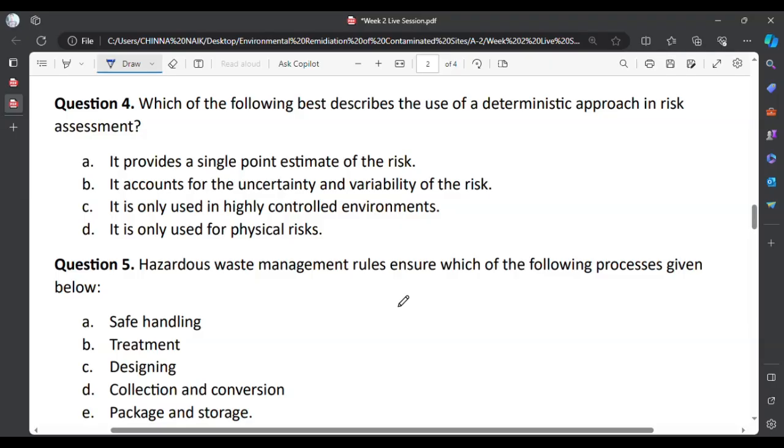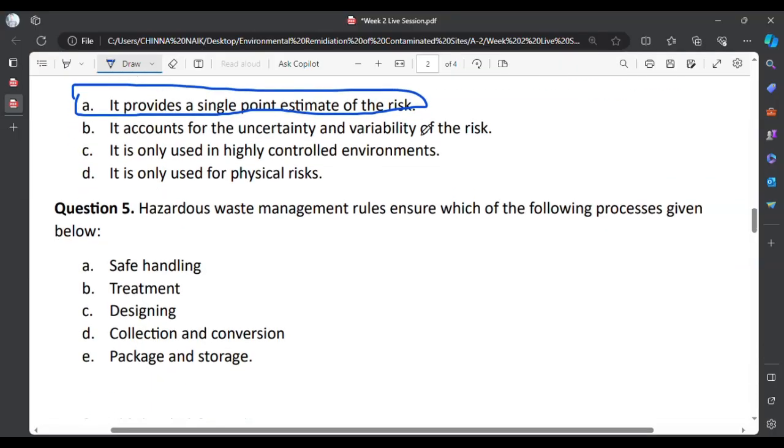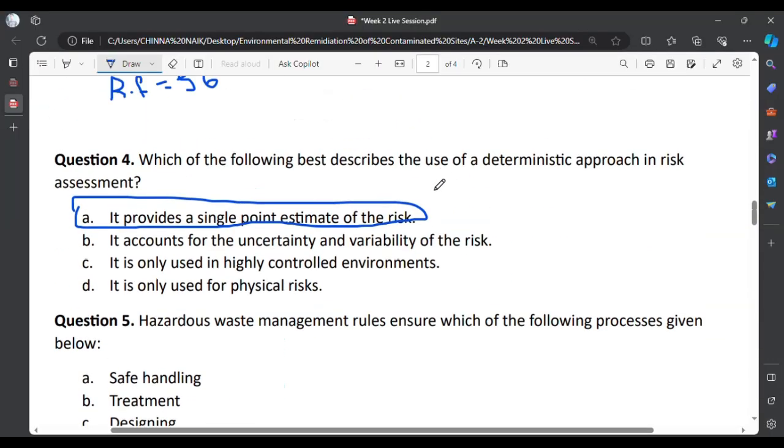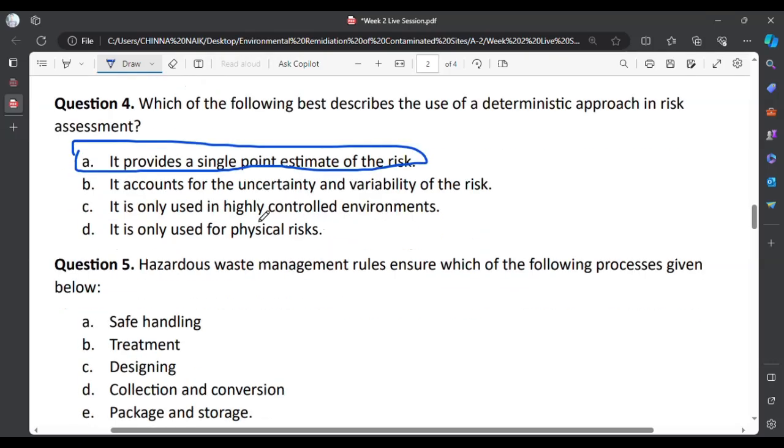It provides a single point estimate of risk. So in the deterministic approach we go with a single point. So the answer is A. For the deterministic approach we go with single point estimation, but for stochastic approaches we go with distribution functions, probability distribution functions.